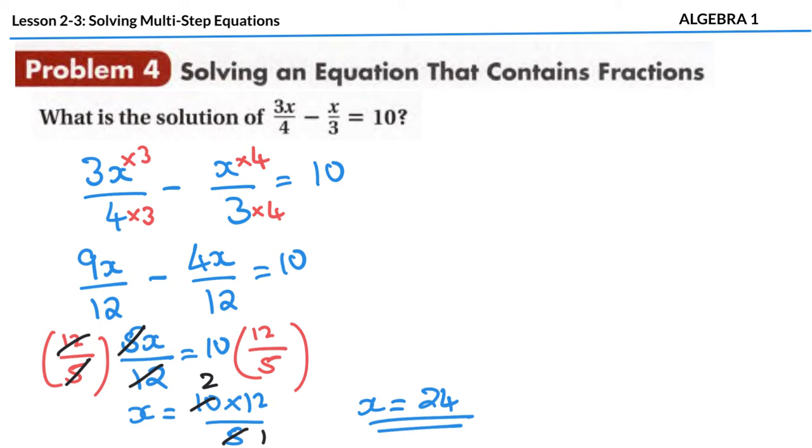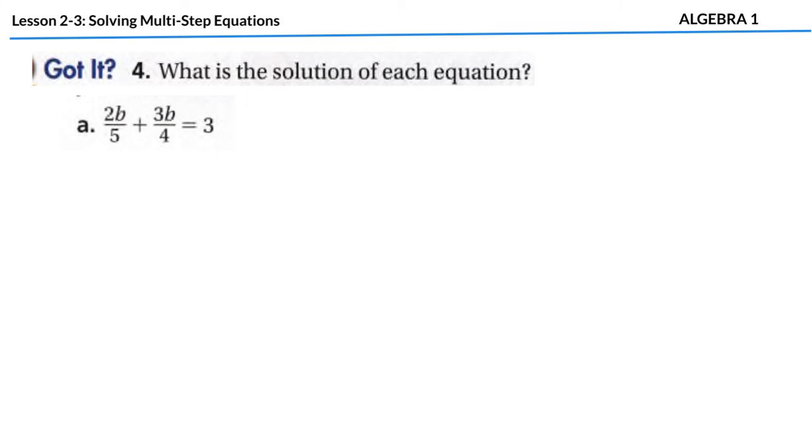Let's try a few more over here. What is the solution of each equation? 2b over 5 plus 3b over 4 is equal to 3. So let's rewrite this for our convenience. 2b over 5 plus 3b over 4 is equal to 3. Now, are the denominators the same? They are not. So we have to make them the same in order to add the numerators. How do we make the denominators the same?